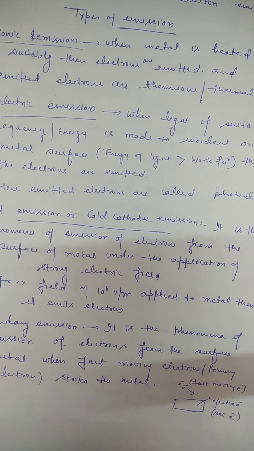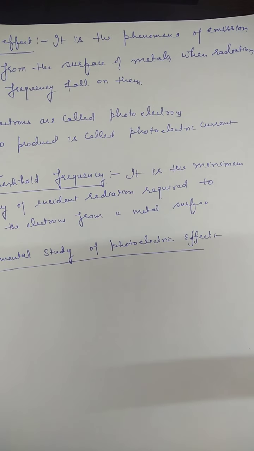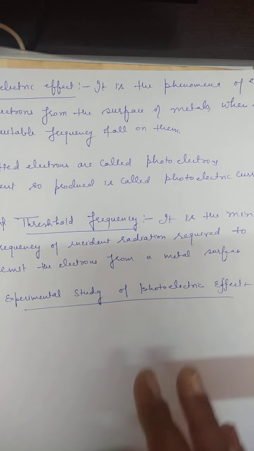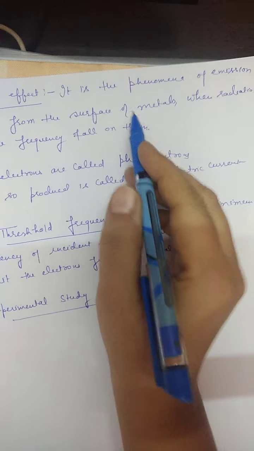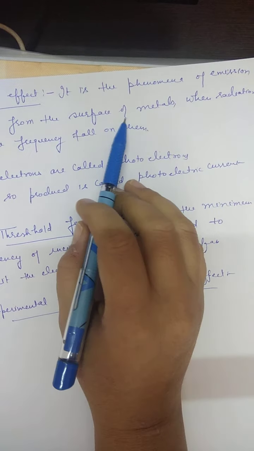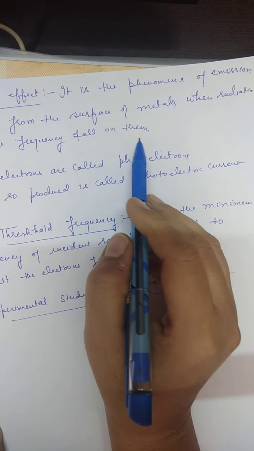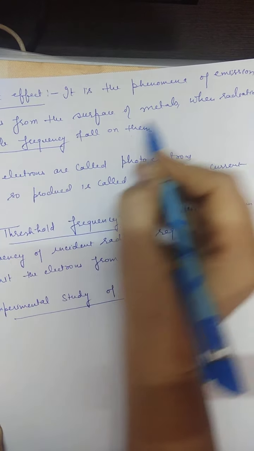Now after this we have to discuss photoelectric effect. अभी मैंने डिस्कस किया photoelectric emission. तो photoelectric effect क्या है? It is the phenomena of emission of electrons from the surface of metal when a radiation of suitable frequency falls on them. Why we are saying radiation of suitable frequency?